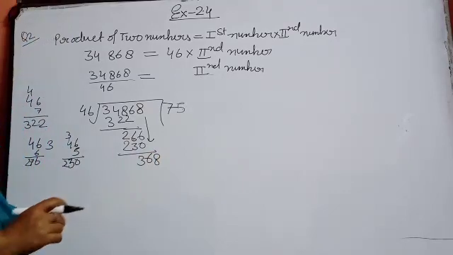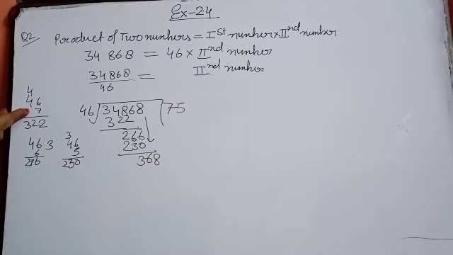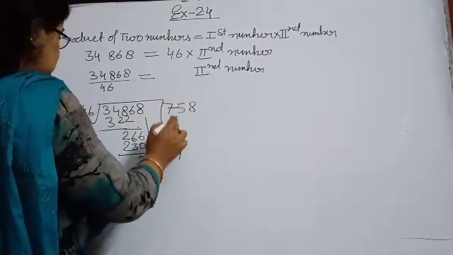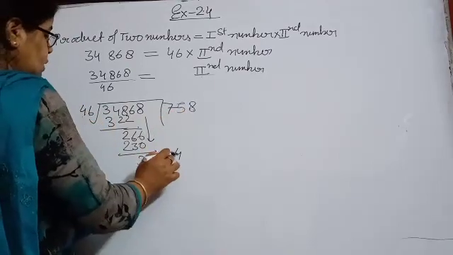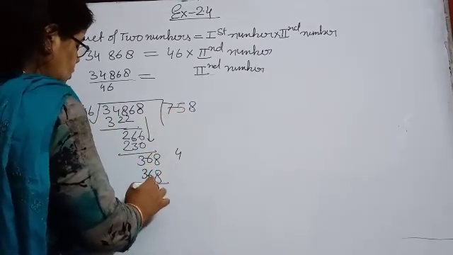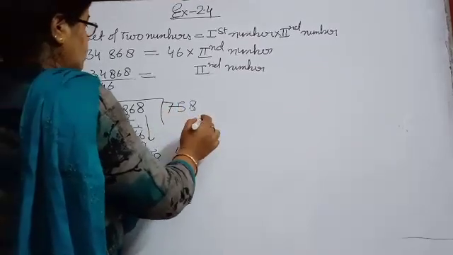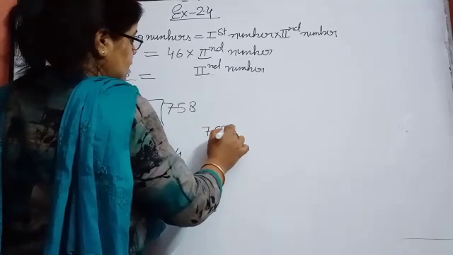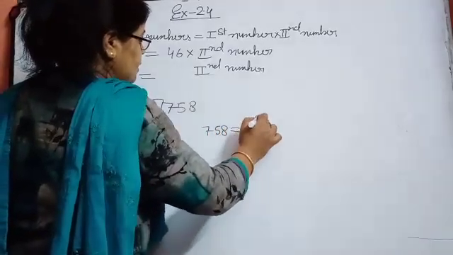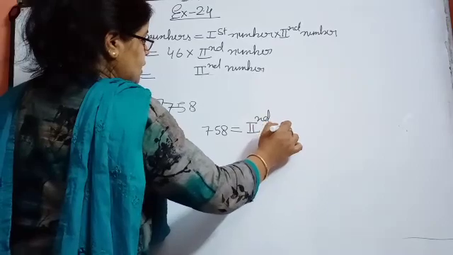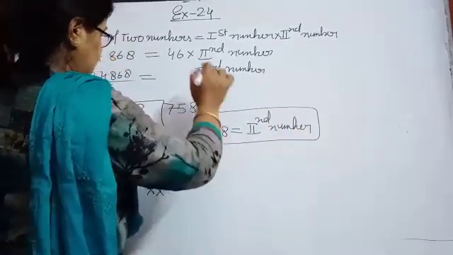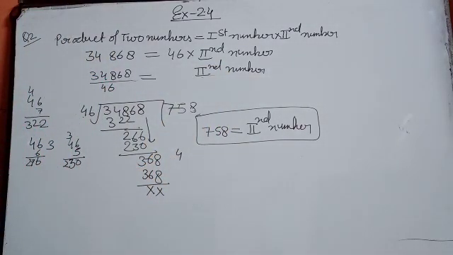Okay, now again see, 7 times it gives 322, maybe 8 times it will go. 8 6 ja 48, 4 carry, 8 4 ja 32, 32 plus 4 is 36. So in this way, after dividing this, you get 758. That will be the value of the second number. So in this way you can perform these kinds of problems. Okay, now I am moving to the next question.